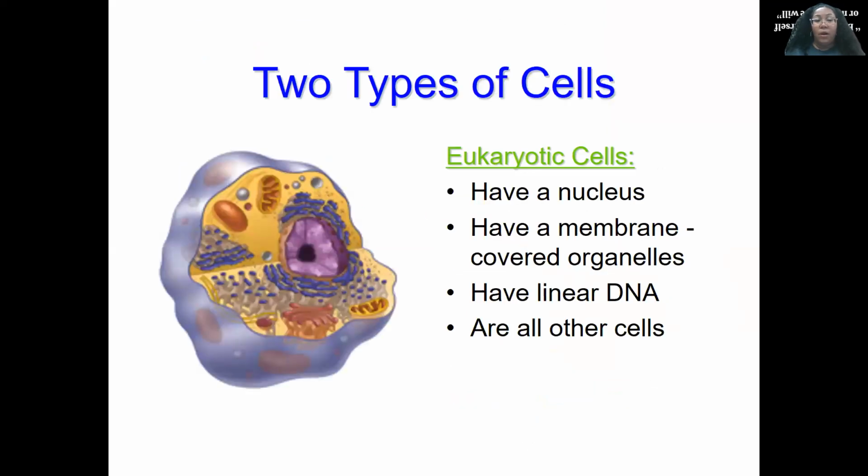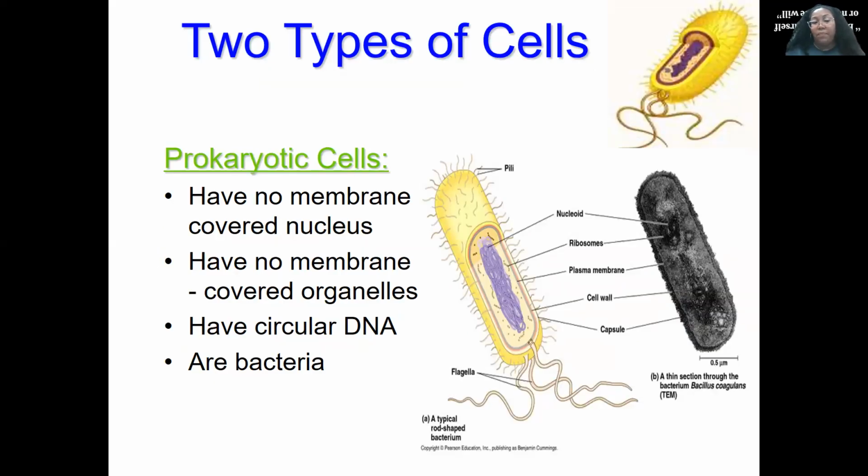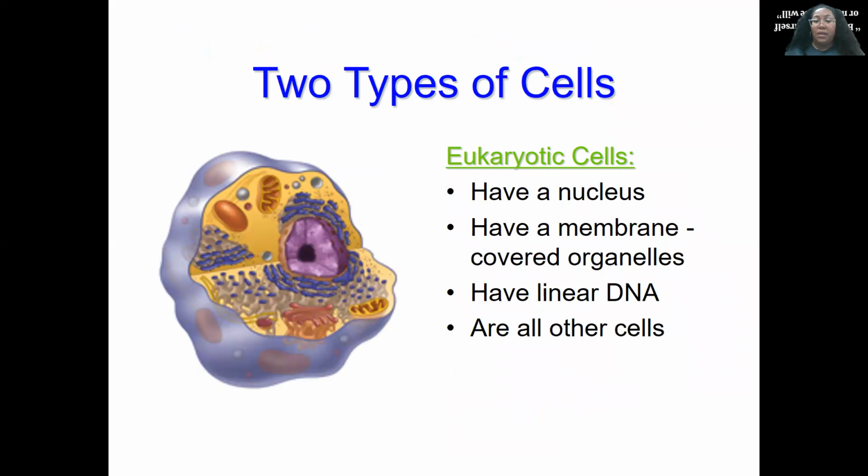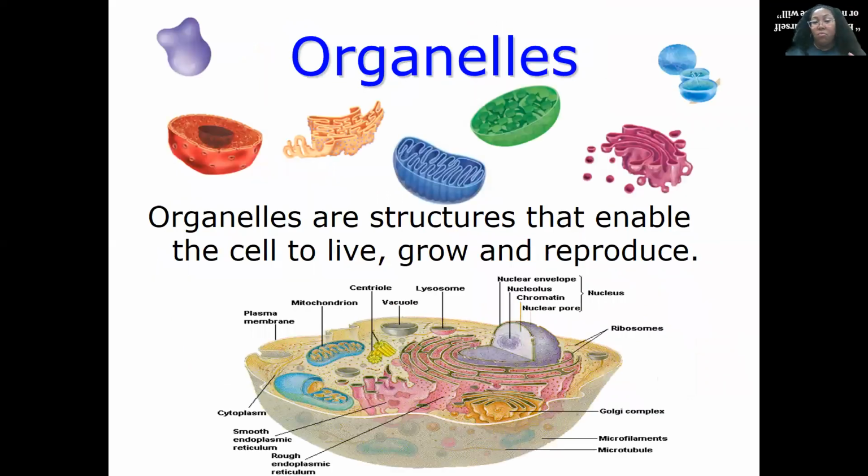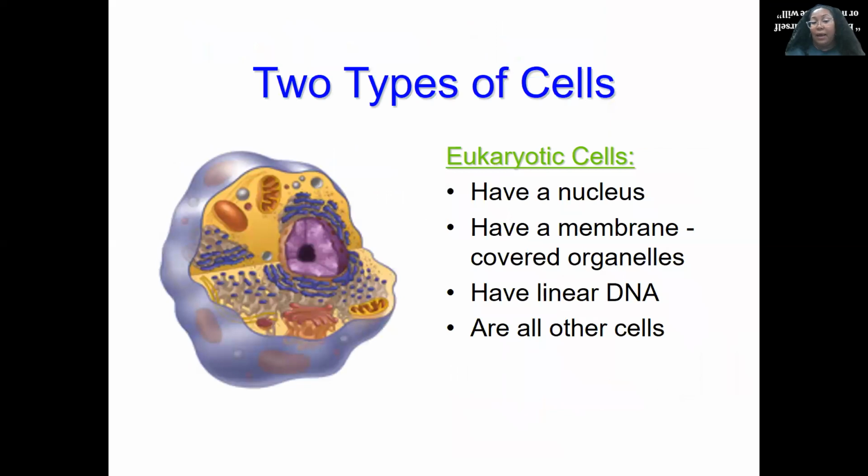Okay, moving on. Now we talk about the eukaryotic cells. That was prokaryotic. These are eukaryotic. So the eukaryotic cells have a nucleus, they have a membrane covering organelles, they have linear DNA, and they make up all other cells. So just going back, I want to flip for a minute. Here they have a circular DNA, meaning that their DNA inside of it looks circular. And then when we look at the eukaryotic cells, they are linear. They are more so a little bit lined.